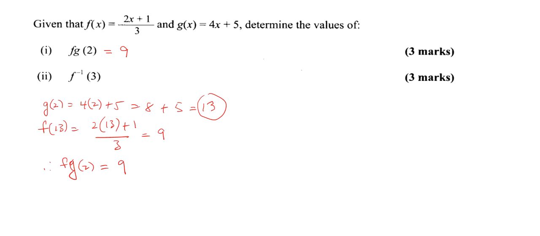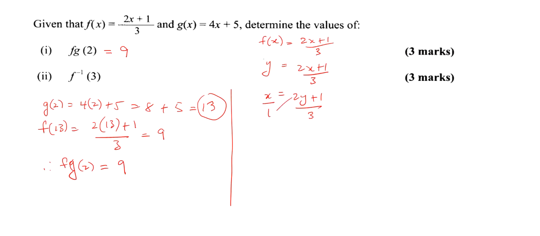Okay? Now we want to find f inverse of 3. So here what we need to do, we need to start off with f of x is equal to (2x plus 1) over 3. Your first step is to let y equal (2x plus 1) over 3. I'm just leaving out the writing here just to save space. Then we're going to interchange x and y. So therefore x is equal to (2y plus 1) over 3.